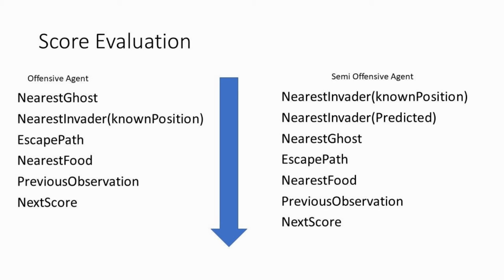Score evaluation is as follows. The offensive agent takes into consideration the nearest ghost more than the nearest invader. For the semi-offensive agent, we have the nearest invader known position and nearest invader predicted position, followed by the nearest ghost. The rest is the same for both.